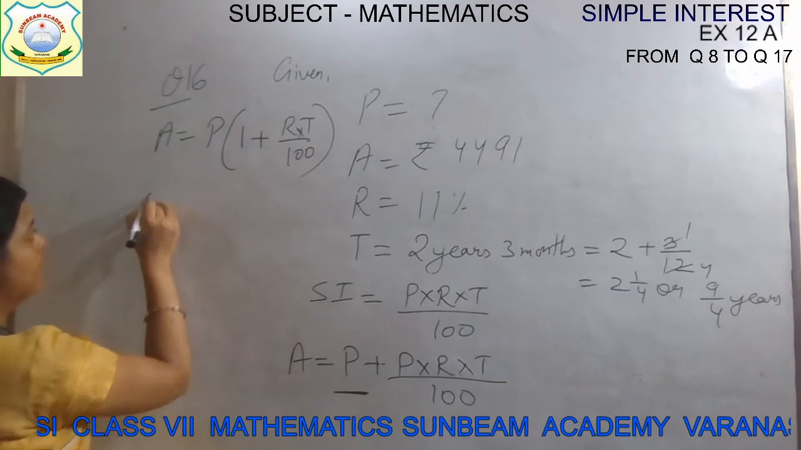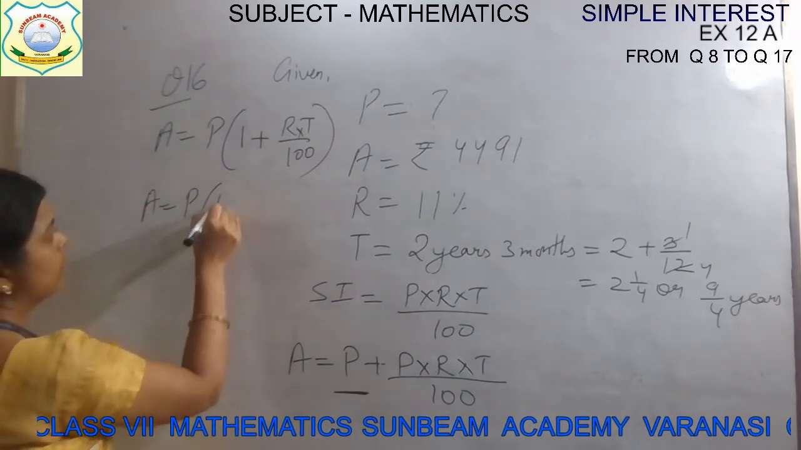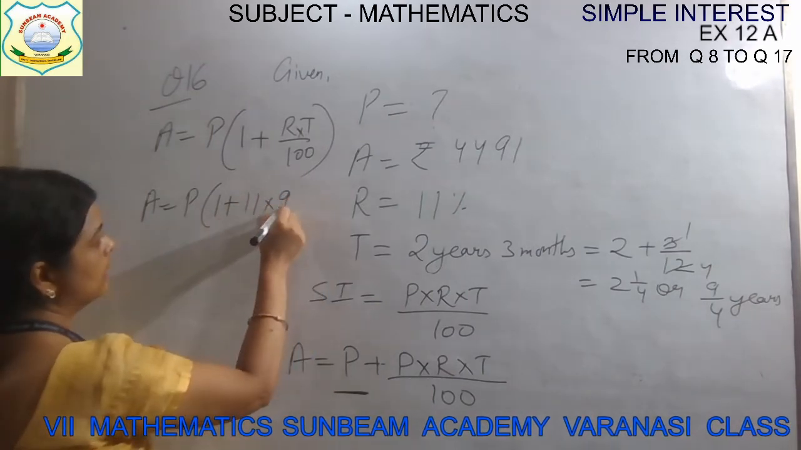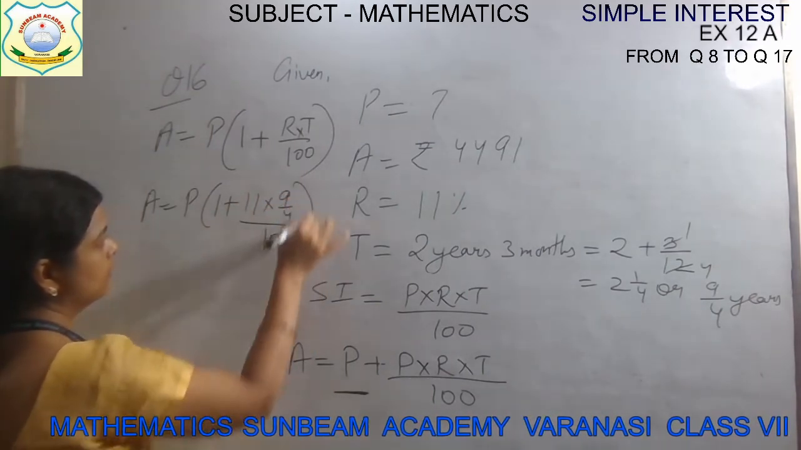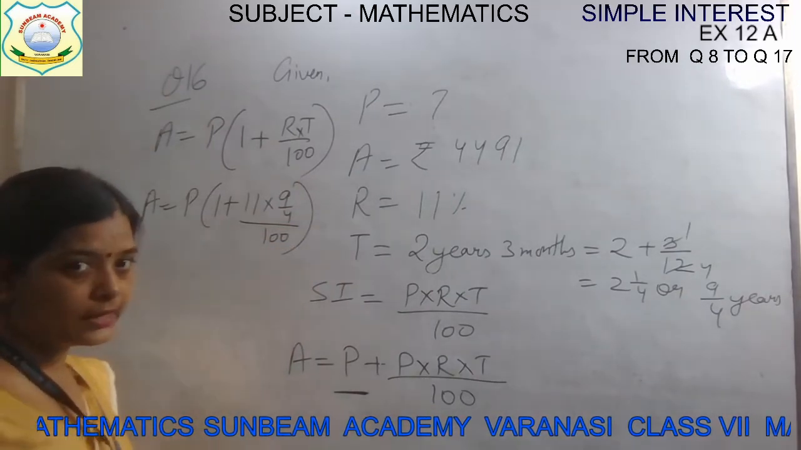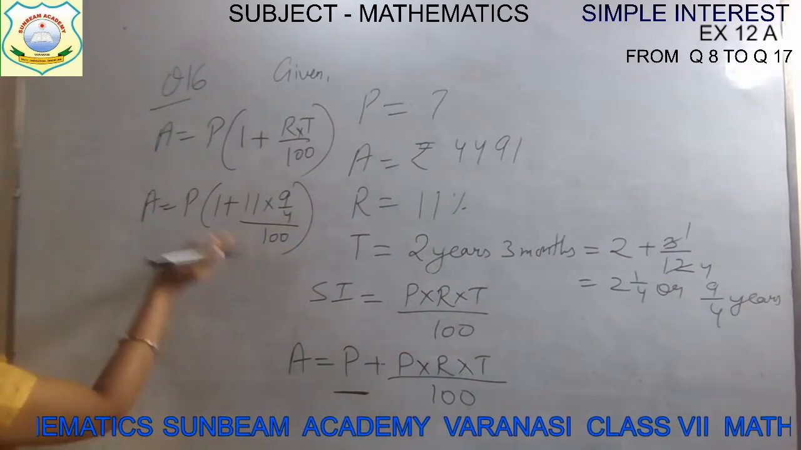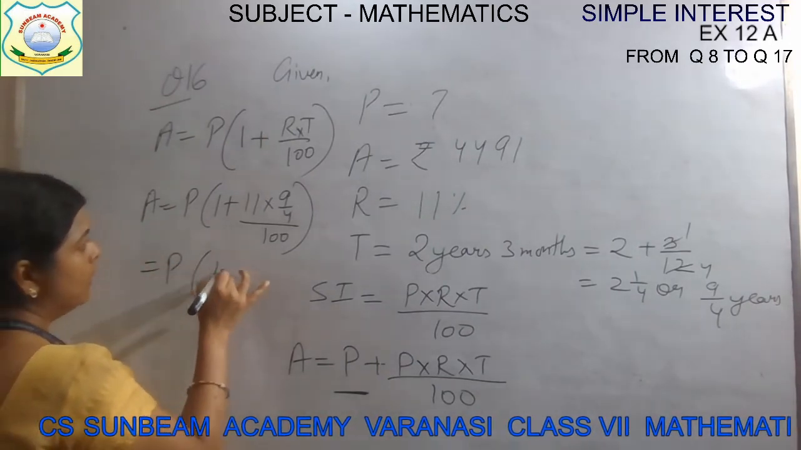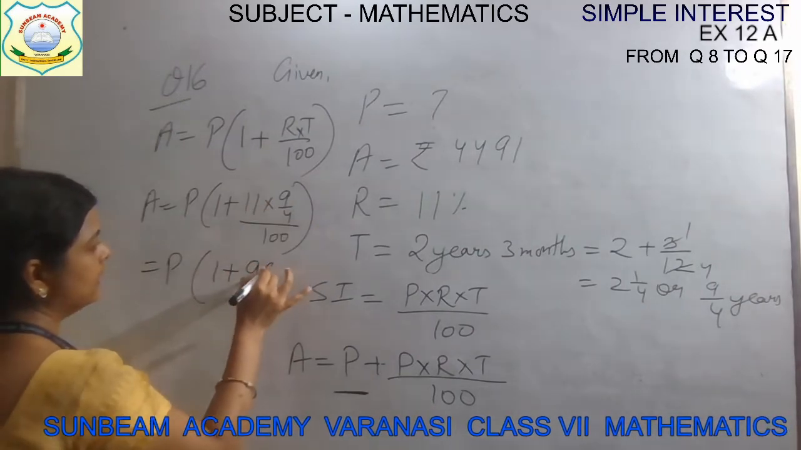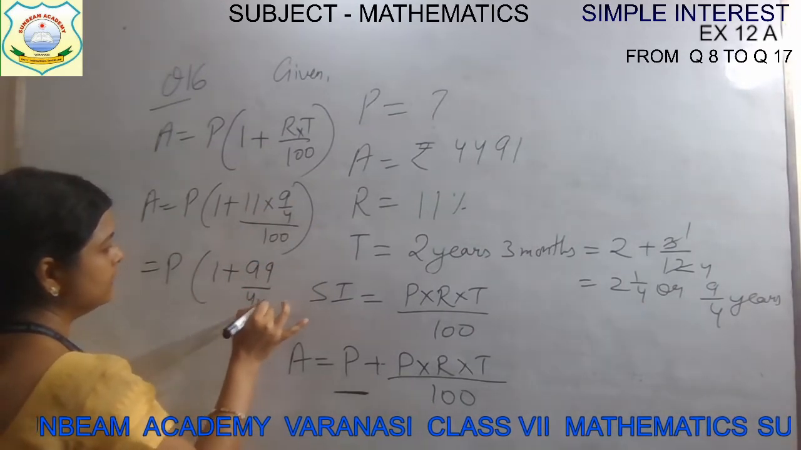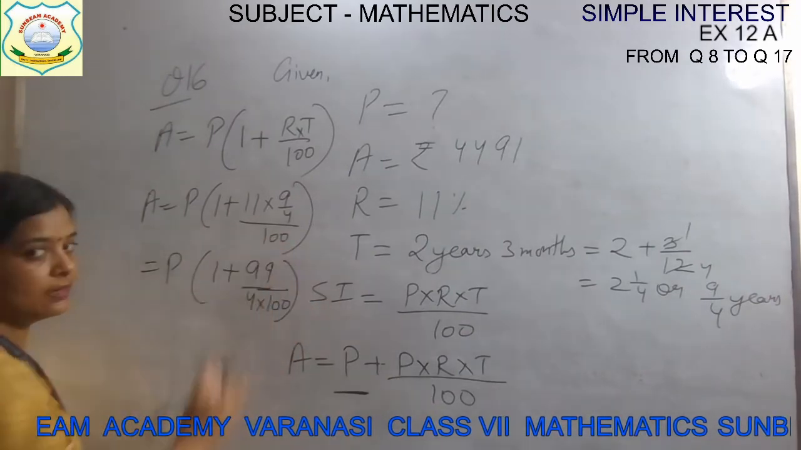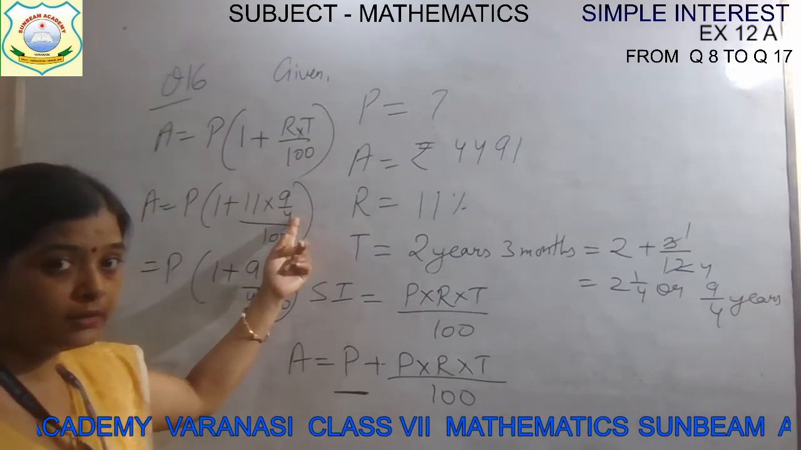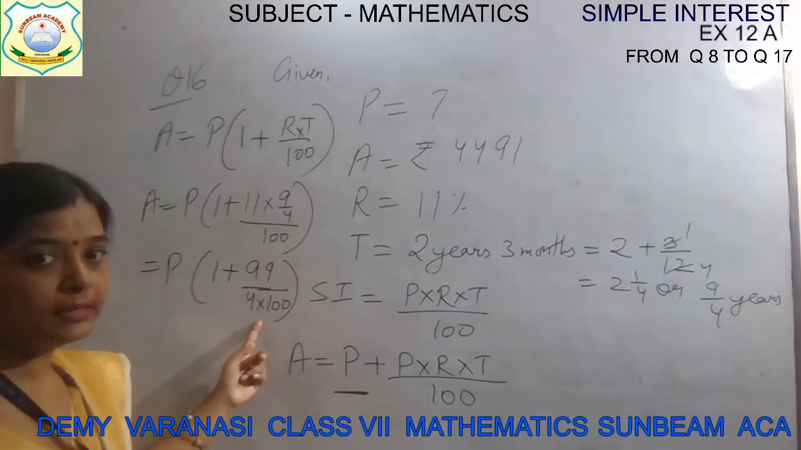Now amount is equal to P into 1 plus R. Rate is 11 into time is 9 by 4 upon 100. Solve it and then we will transpose this value to this side. So this is P into 1 plus 11 nines are 99, and this 4 will come down, it will multiply with this 100. I told you this earlier. I have told you that if there is a denominator in the numerator, it will come down to multiply with it.